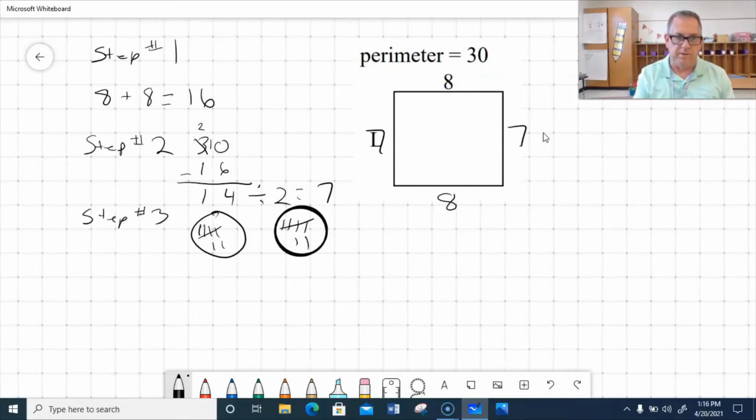But that's not the last step. The last step is to check and see if we did it correctly. Step 4.